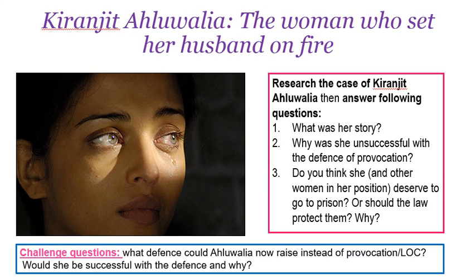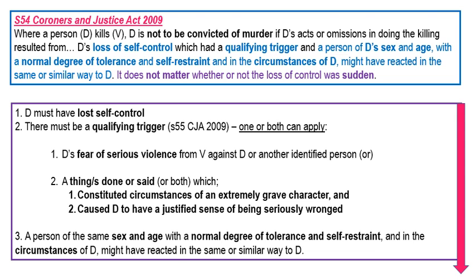So, we're now going to have a little look at the AO1 of loss of control. Okay, so this is the new law, the new defence that comes from section 54 of the Coroners and Justice Act 2009. And this is the AO1 that you will describe in the exam. So this begins at the bottom of page 14 and runs on to page 15 and 16. And the full definition is in the blue box at the top here.